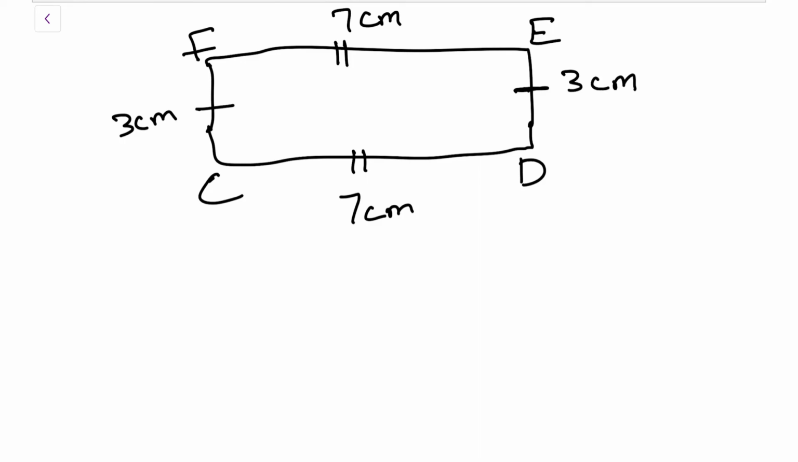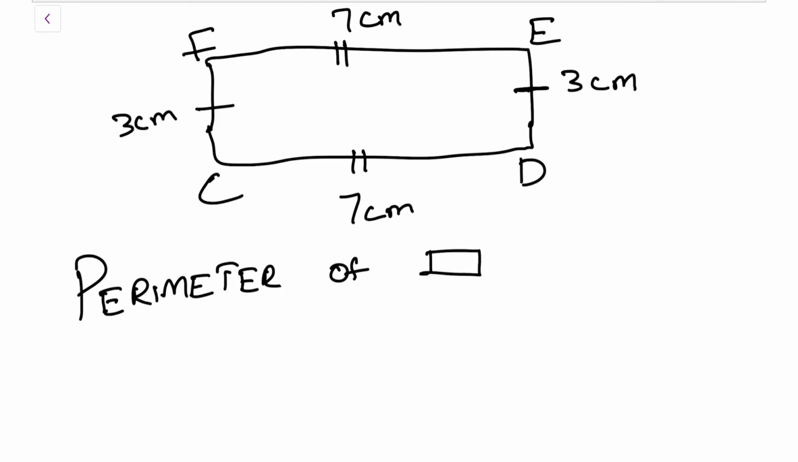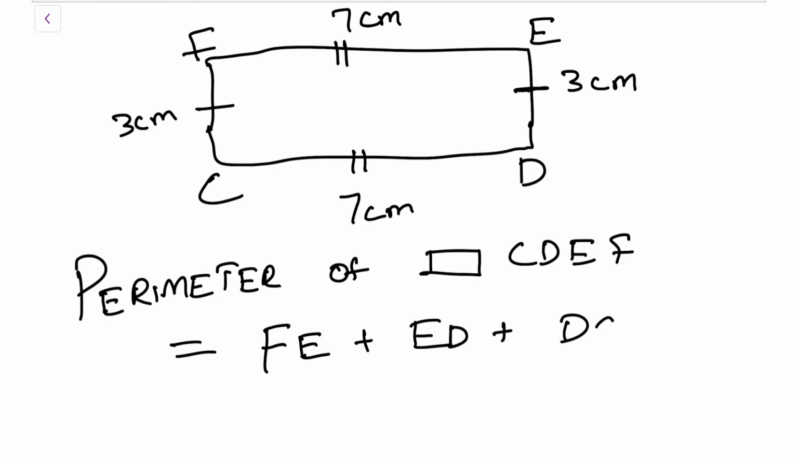Now, what is the perimeter of a rectangle? What do you think we should do? Perimeter of the rectangle CDEF. What do you do? That's right, just add up all the sides. That is FE plus ED plus DC plus CF, because the length of the entire outer boundary of the rectangle is the perimeter. So you just add up all the sides.